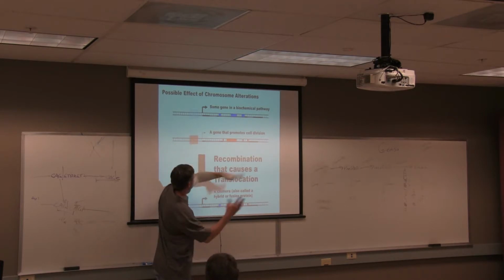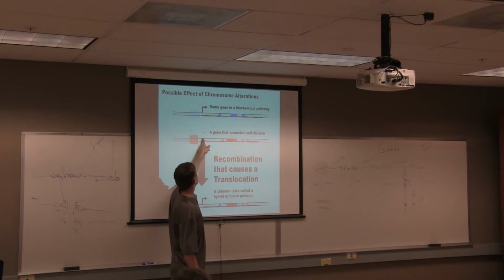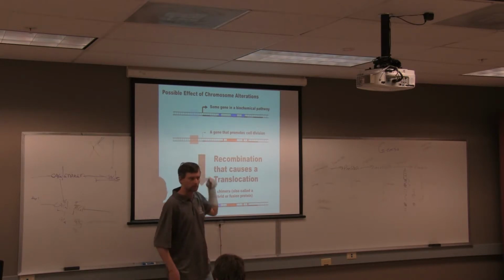Here's the promoter for some other gene, +1. And this gene is expressed very strongly, as a big arrow. This gene is not expressed very much. It's a really small arrow. That's another notation on this: the size of the arrow tells you how much the gene is expressed.